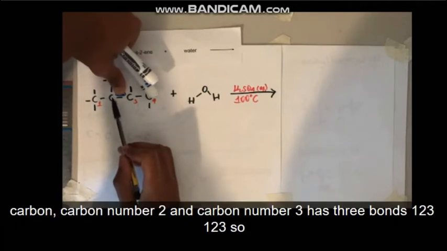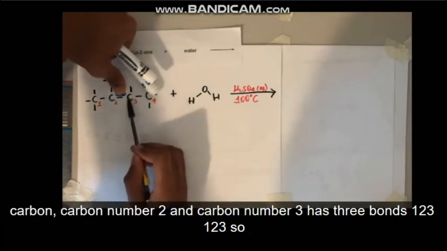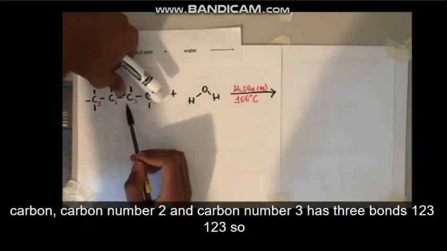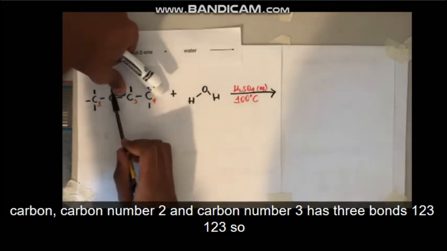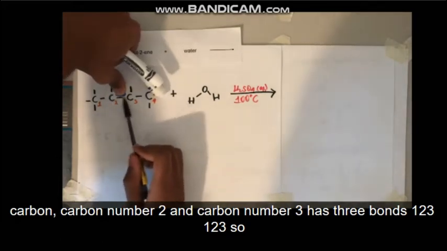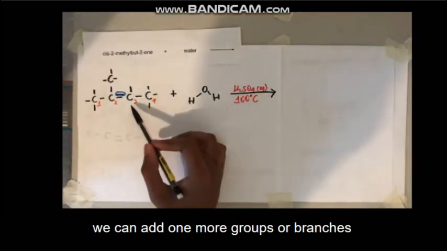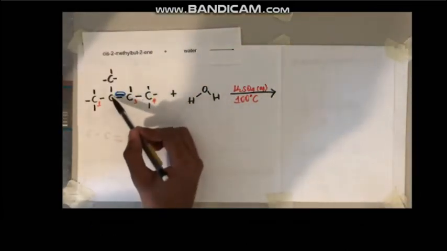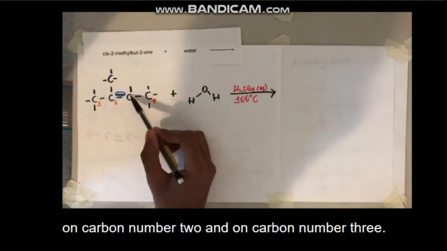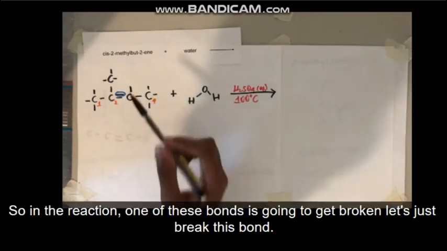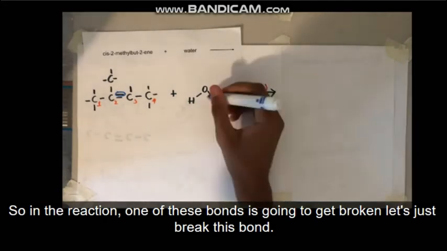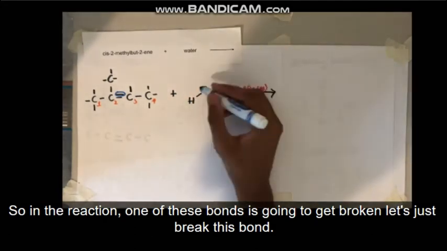If we break this pi bond, now each carbon number 2 and carbon number 3 has 3 bonds: 1, 2, 3, 1, 2, 3. So we can add 1 more group or bond on carbon number 2 and on carbon number 3. So in the reaction, one of these bonds is going to get broken. Let's just break this bond.